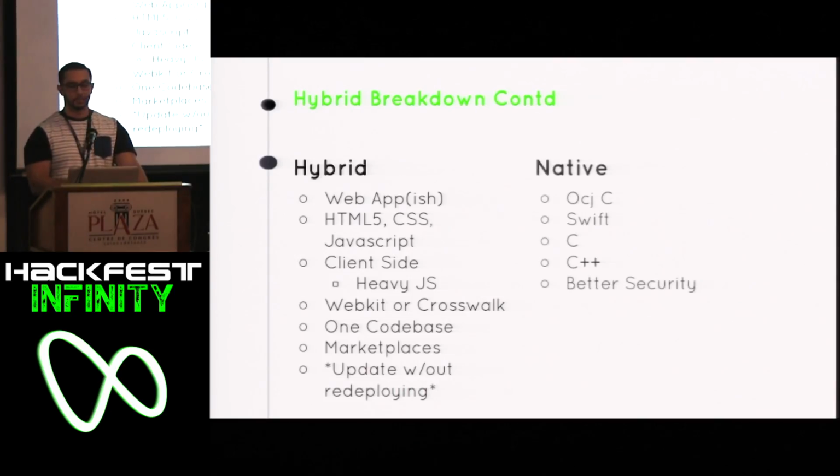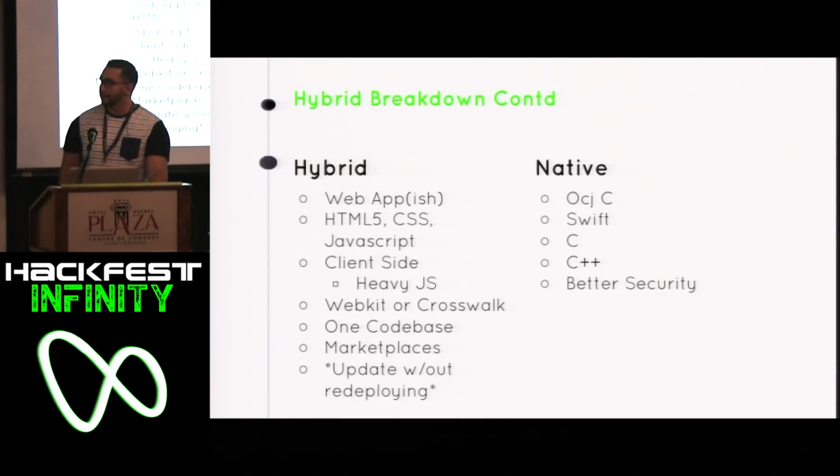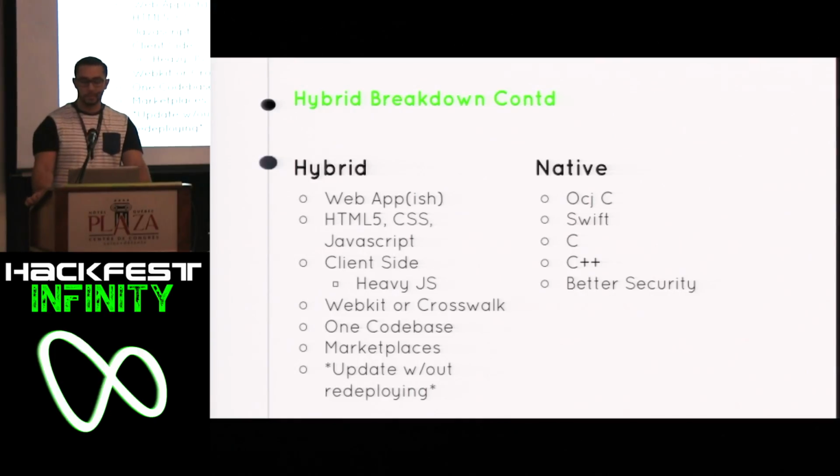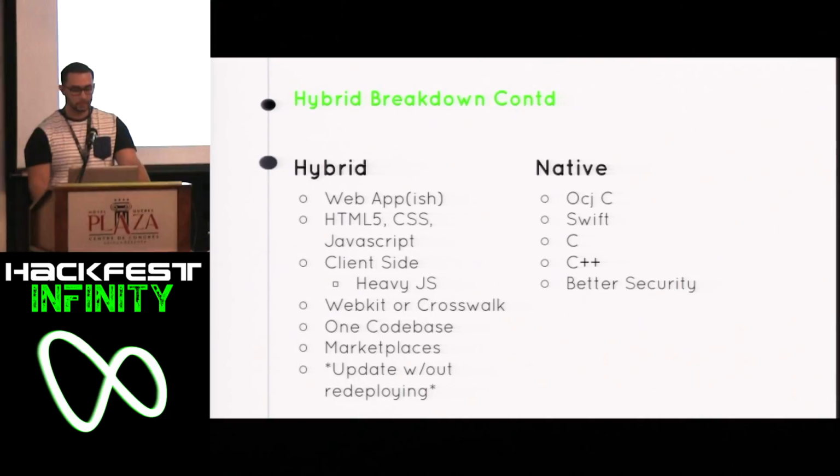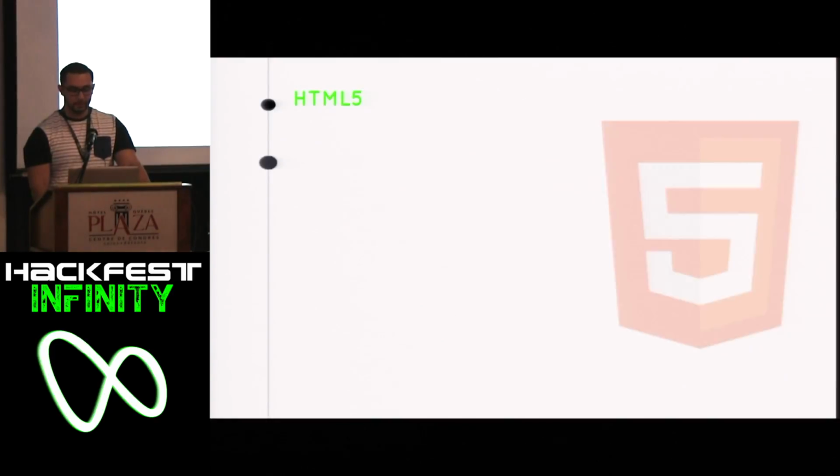But hybrid, as opposed to native for iOS, is basically just having native code: Objective-C, Swift, C, C++. Generally, you have more control of it, so better security for the most part. But you can go from hybrid to native. Let's say Instagram, for example, was once hybrid, but now they wanted more control over the camera features, so they chose to go native. Yeah, we'll get to HTML5 here.